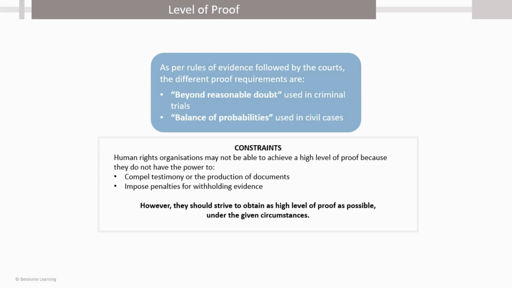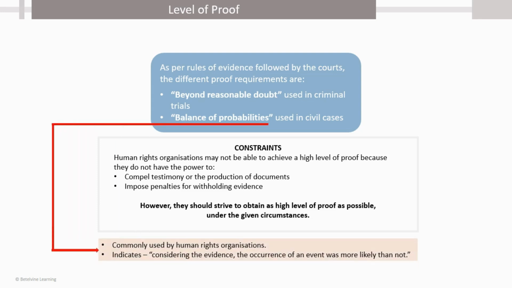Despite these constraints, human rights organizations should strive to obtain as high a level of proof as is possible in given circumstances. Commonly, human rights organizations use the standard of balance of probabilities, which means considering the evidence, the occurrence of an event was more likely than not.